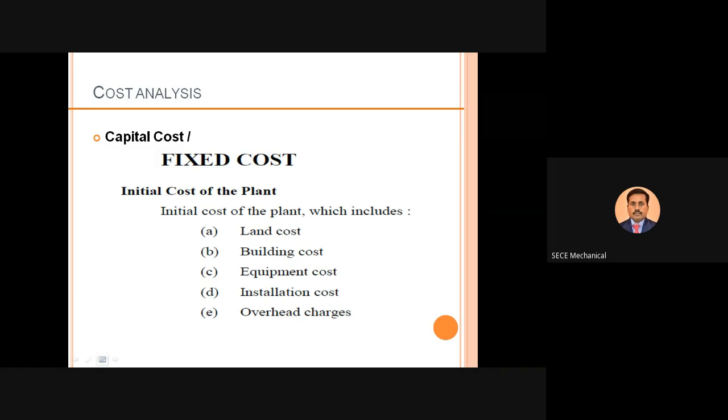Based upon the land you have to calculate the cost. Okay, so based on these factors. Right, so this is about the cost analysis. Okay, so shall we move to the next slide?